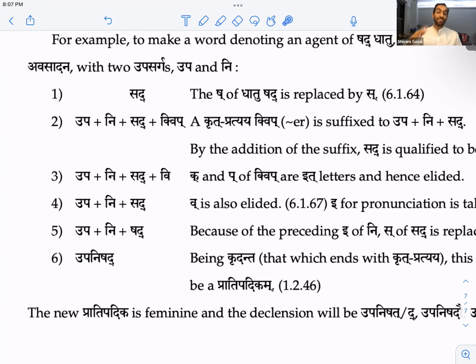Upani, the upasargas have different meanings. Again, we don't have time for that. But the shad has this sad dhatu, and we have to end. If we're doing the vigraha vakya, it'll be sidati iti sad. So upani sidati iti upanishad. The one who does that is called Upanishad.